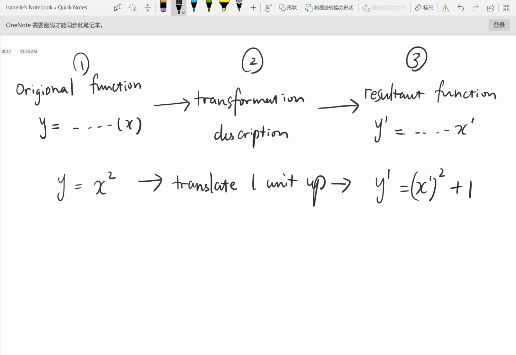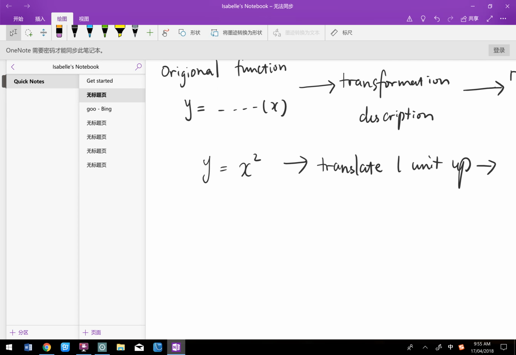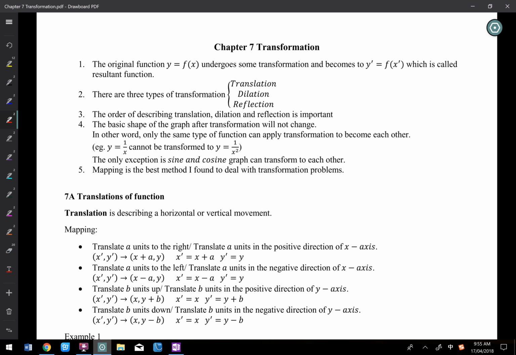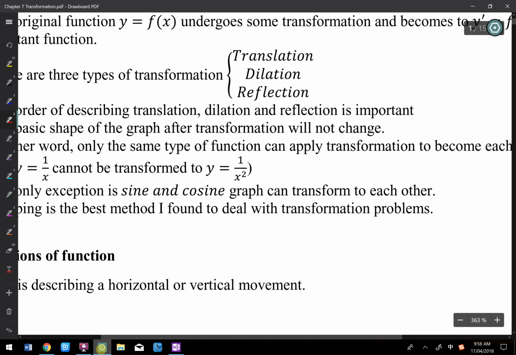Or I can tell you there is some function, I don't know what it is, but after a transformation of 1 unit up, you have a new function, y equals x squared plus 1. Please tell me what's the original one. So you only have those 3 types of question: give you any 2 stages and ask you for the 3rd one. That's the only 3 types of questions you will have in the whole chapter. All right, transformation. There are only 3 types of transformation we'll talk about. The first one is translation, second one is dilation, and 3rd one is reflection.